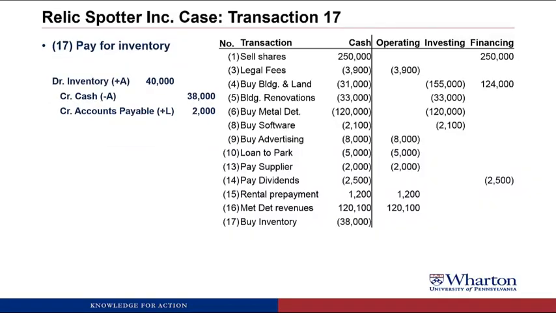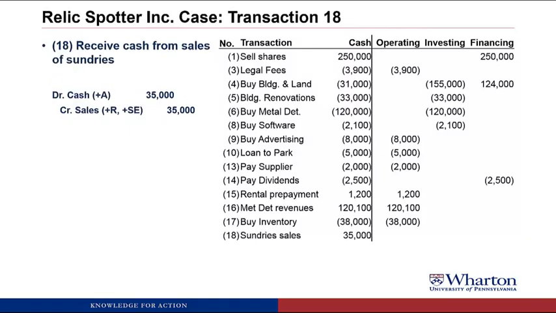In transaction 17, Relic Spotter paid $38,000 cash for inventory. Is this operating, investing, or financing? The answer here is operating cash outflow of $38,000. Operating because this is a core expenditure for running our business.